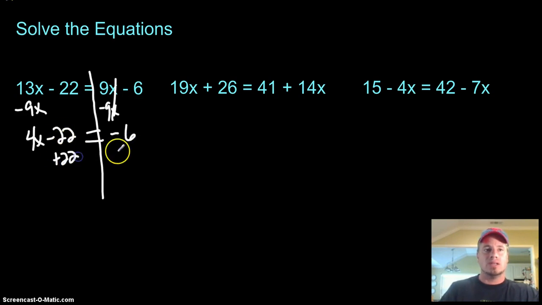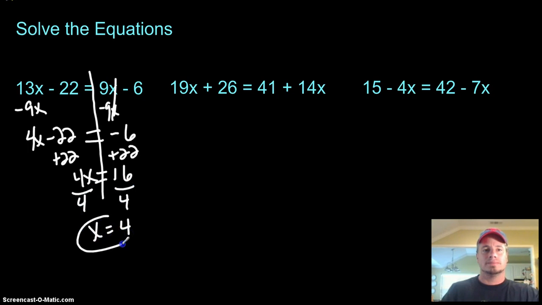Add 22 to both sides. We get 4x equals, well, 22 and a negative 6. That's going to be a positive 16. Last step, divide by 4. X is equal to 4. There we go.